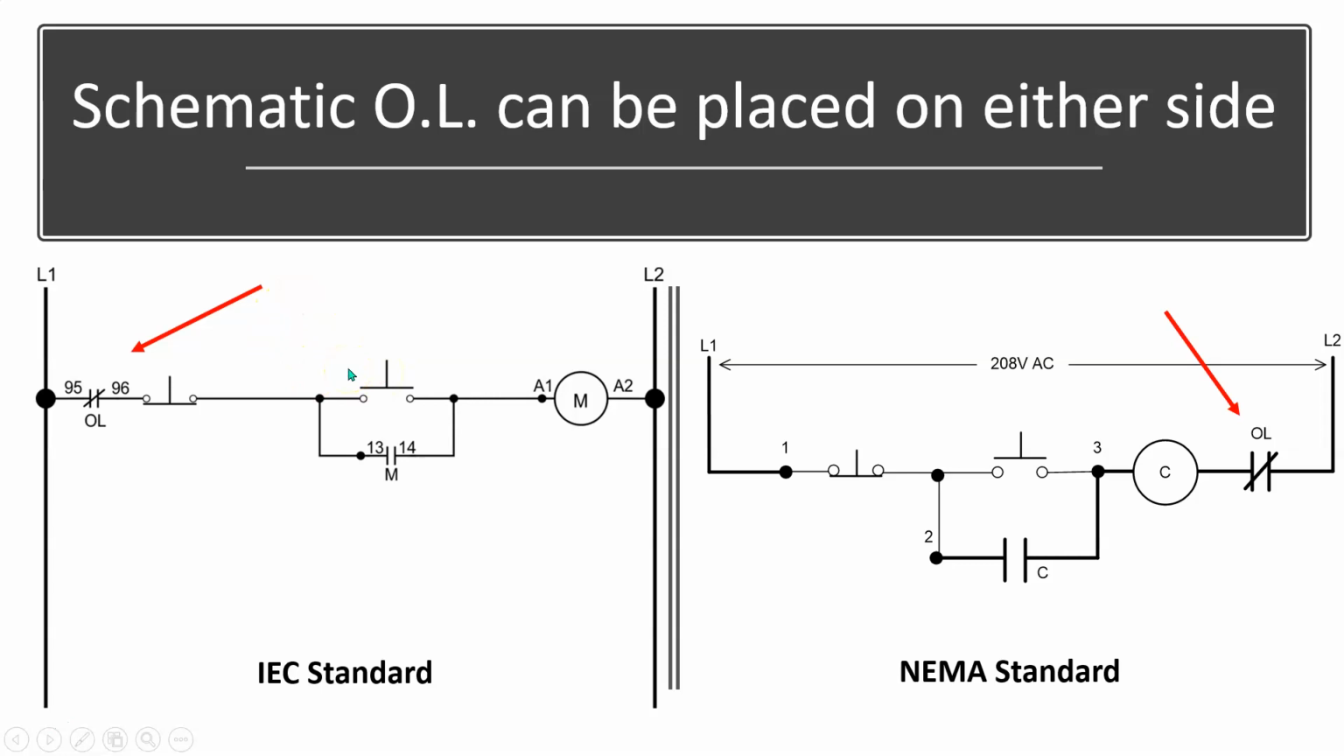Okay, so talking about schematic symbols for overloads, they can be placed on either side. The IEC standard is to put them before any of your control devices in a control circuit and before your coil. But for the NEMA standard, we usually put them after your coil. So you come to your stop first, then your start and your holding contacts, then your coil, and then the very last thing would be your overloads for that control circuit. And again, those overloads are what's being triggered by the overloads in your power circuit.